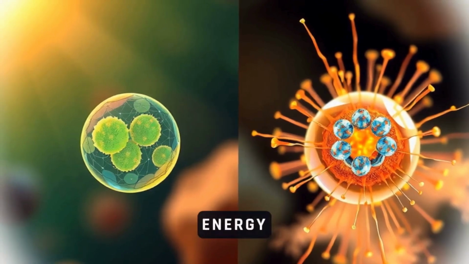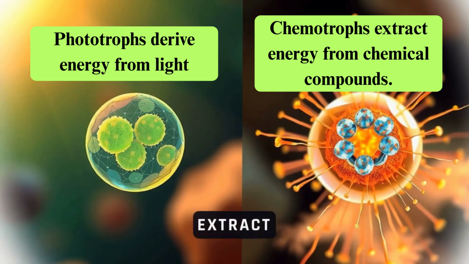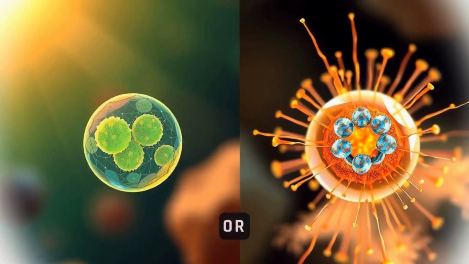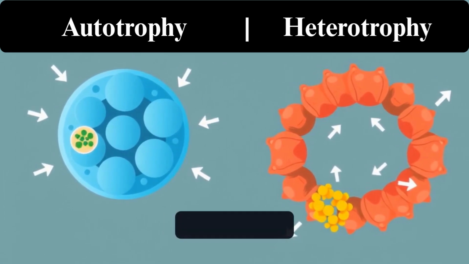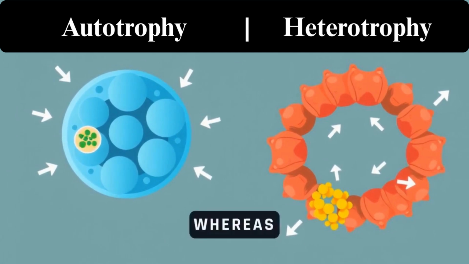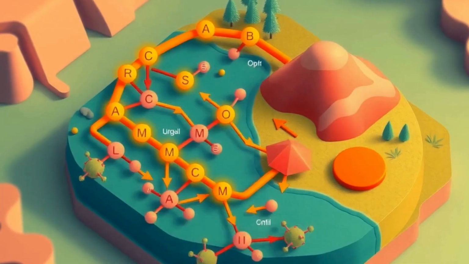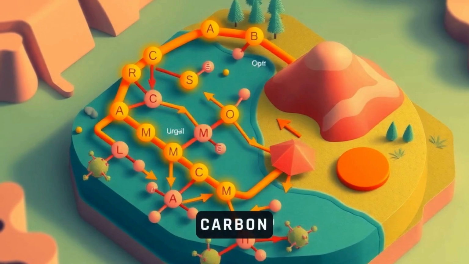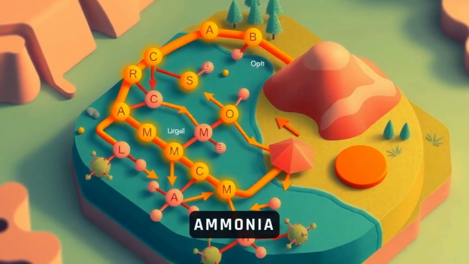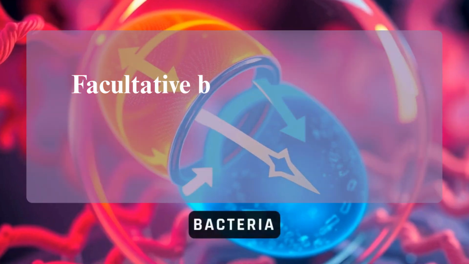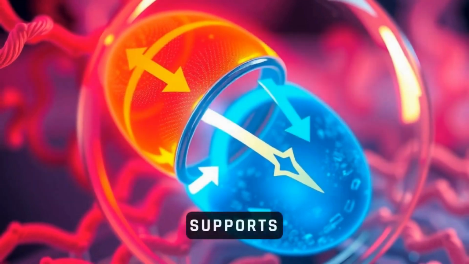Bacteria are classified by energy and carbon sources. Phototrophs derive energy from light, while chemotrophs extract energy from chemical compounds, organic or inorganic. Carbon source determines autotrophy or heterotrophy. Autotrophs fix carbon dioxide into biomass, whereas heterotrophs rely on organic compounds for carbon and energy. Chemoheterotrophs use organic molecules for both energy and carbon, while chemolithotrophs oxidize inorganic substances like hydrogen sulfide or ammonia for energy production. Facultative bacteria can switch metabolic pathways depending on available nutrients and oxygen, allowing flexibility that supports survival in fluctuating environments.